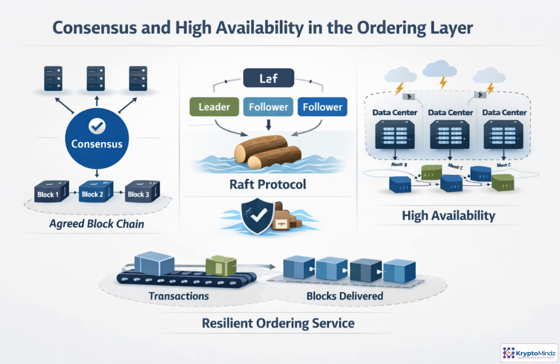Ordering nodes are valuable only when they agree on one transaction sequence. Consensus gives the ordering service a consistent block order, so peers receive the same blockchain. In many Fabric deployments, Raft provides crash fault tolerance using a leader, followers, and quorum. A single orderer has no high availability. Three nodes can tolerate one failure, and five can tolerate two. They should be spread across failure domains, because if block delivery stops, transaction processing stops.